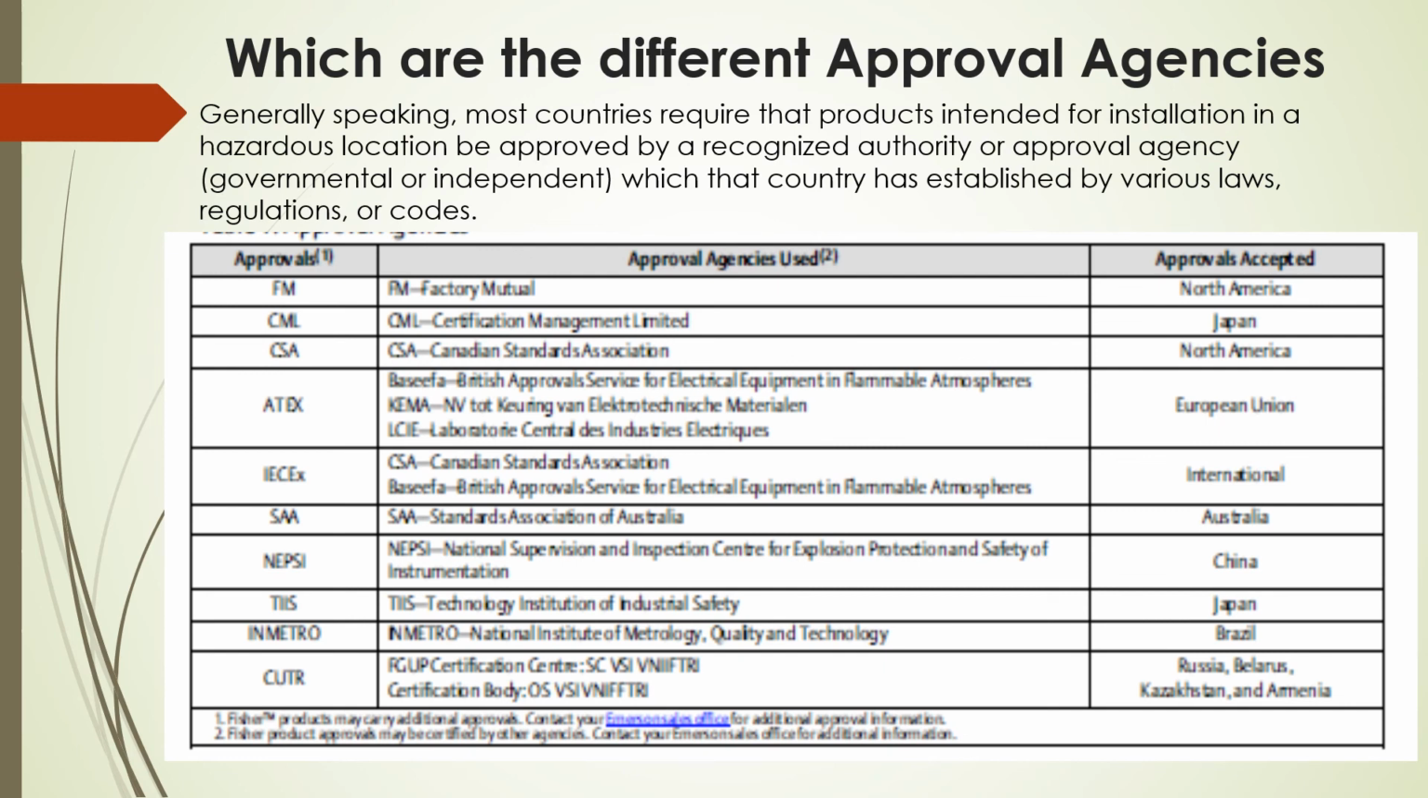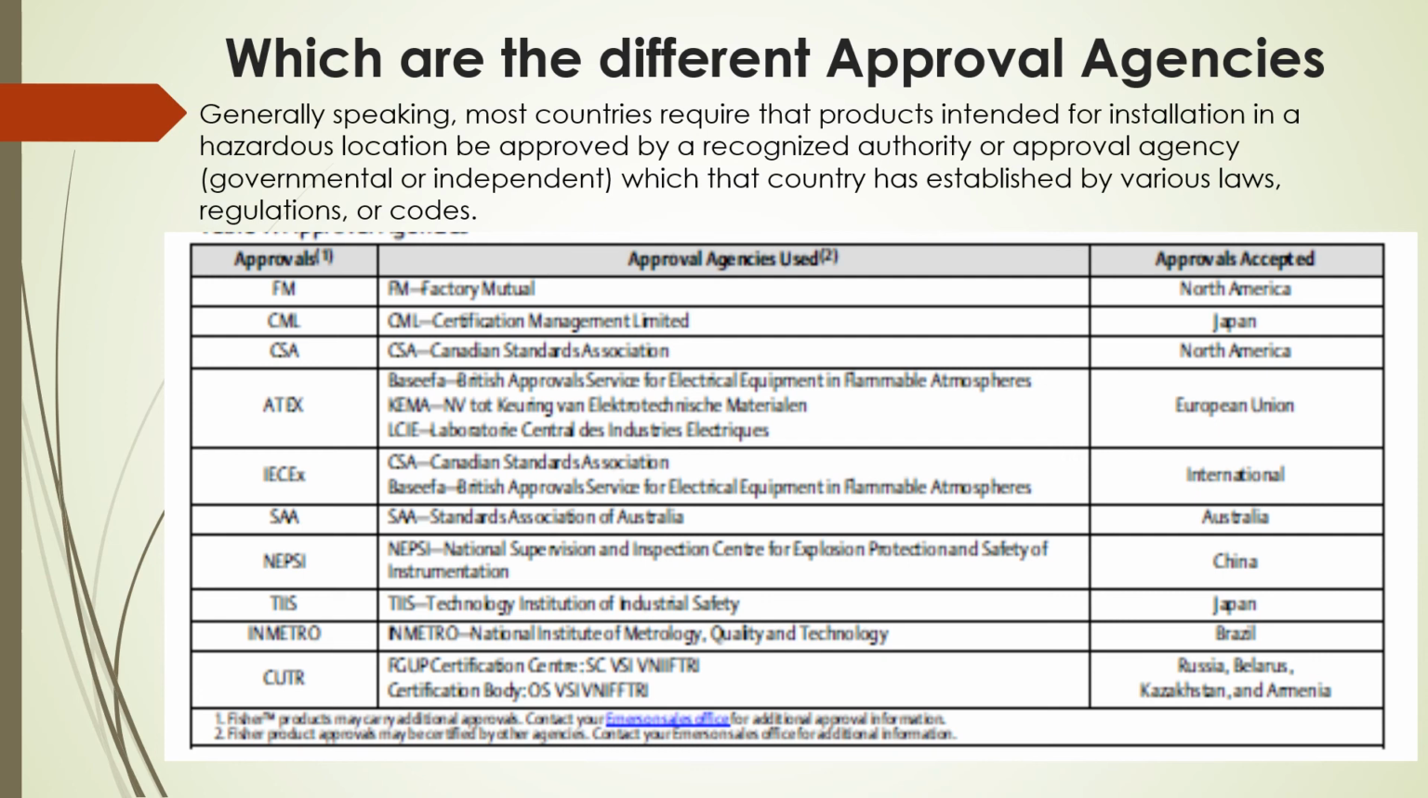Which are the different approval agencies? Generally speaking, most countries require that products intended for installation in a hazardous location are approved by a recognized authority or approval agency, governmental or independent, which that country has established by various laws, regulations and codes. The typical agencies are FM. FM is Factory Mutual.